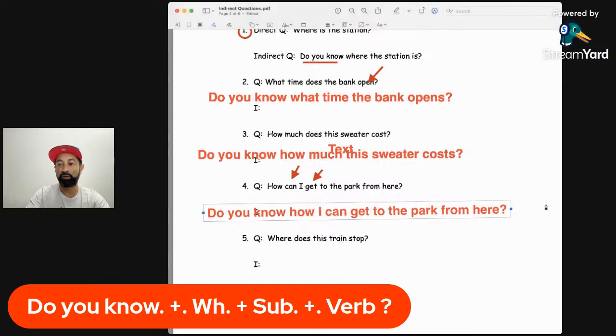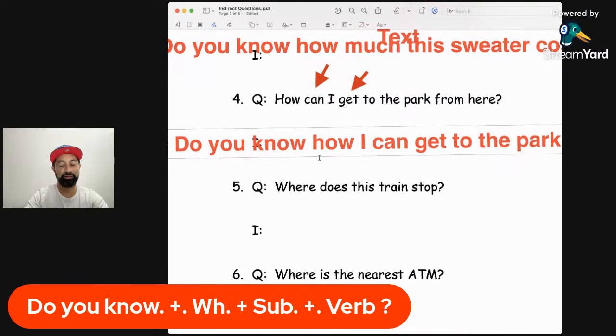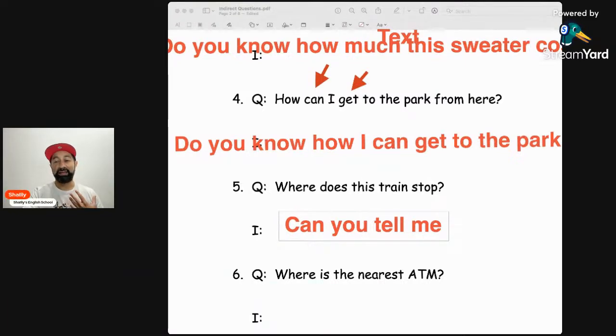All right, let's keep going. Number 5. Where does this train stop? Now, let's change this. Instead of do you know, let's use can you tell me? All right, so let's imagine we're on the train platform and we see a train worker. The train worker will definitely know the answer. So we can use, can you tell me?